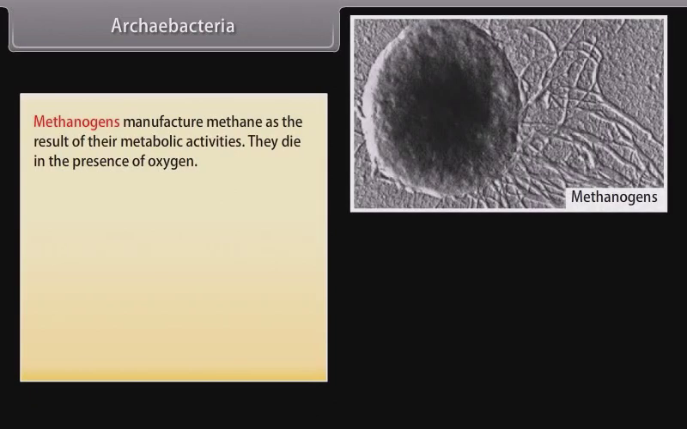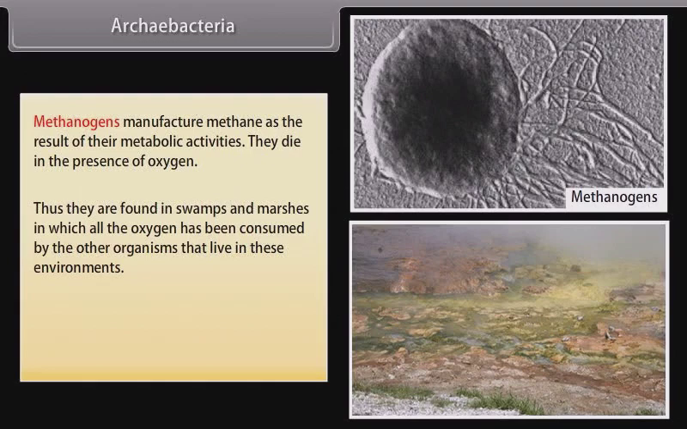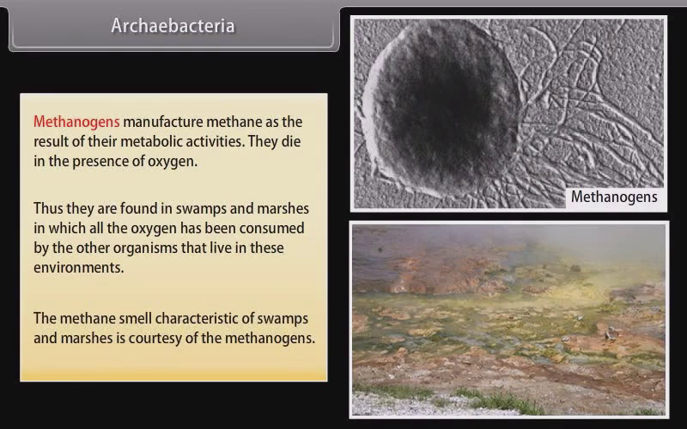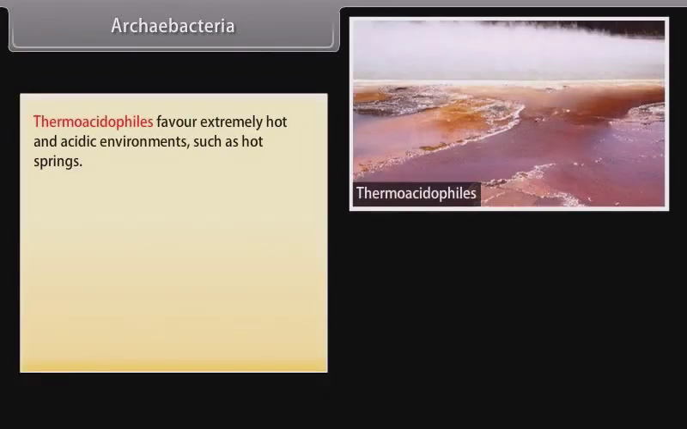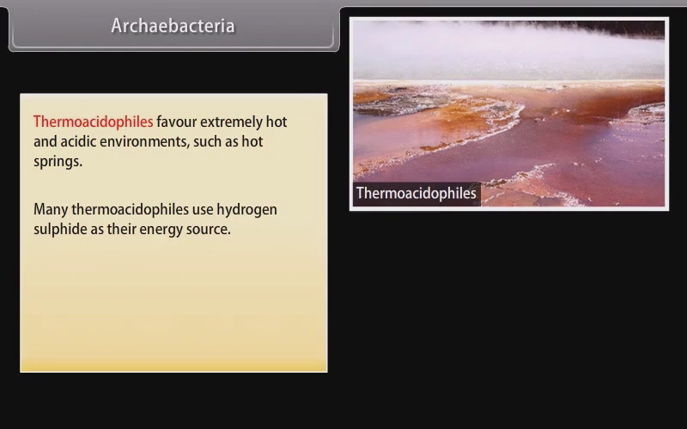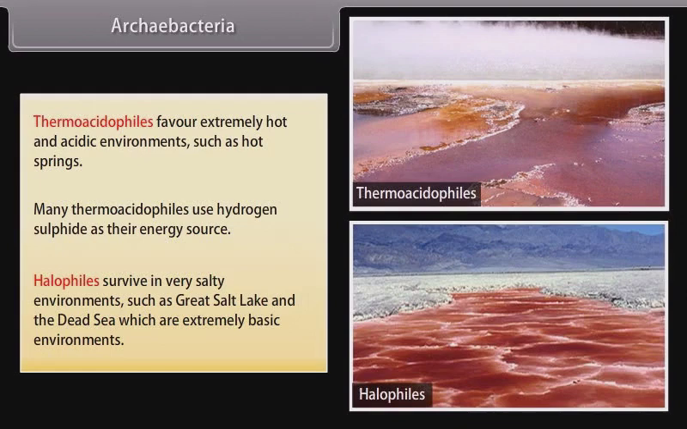Methanogens manufacture methane as the result of their metabolic activities. Methanogens die in the presence of oxygen. Thus, they are found in swamps and marshes in which all the oxygen has been consumed by the other organisms that live in these environments. The methane smell characteristic of swamps and marshes is courtesy of the methanogens. Thermoacidophiles favor extremely hot and acidic environments such as hot springs. Many thermoacidophiles use hydrogen sulfide as their energy source. Halophiles survive in very salty environments, such as Great Salt Lake and the Dead Sea, which are extremely basic environments.